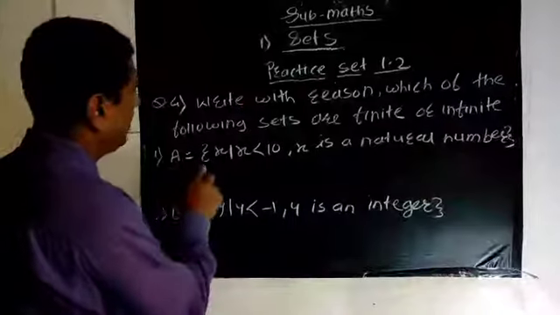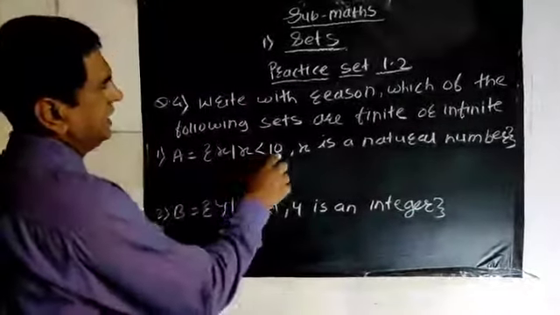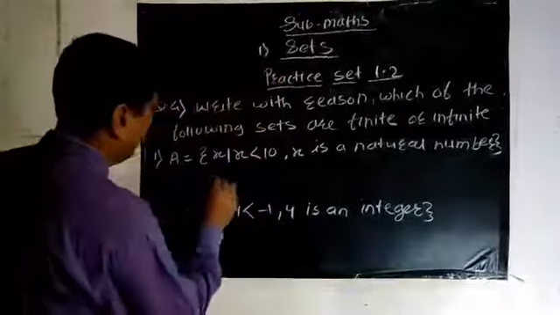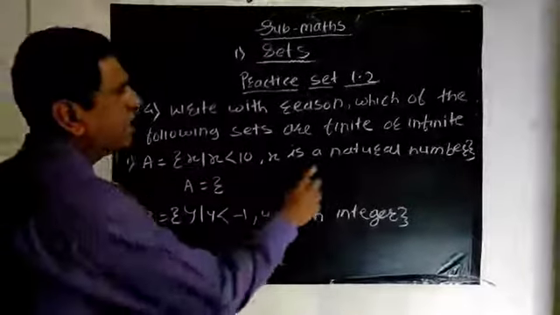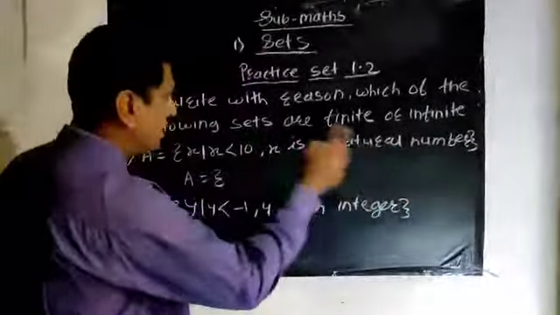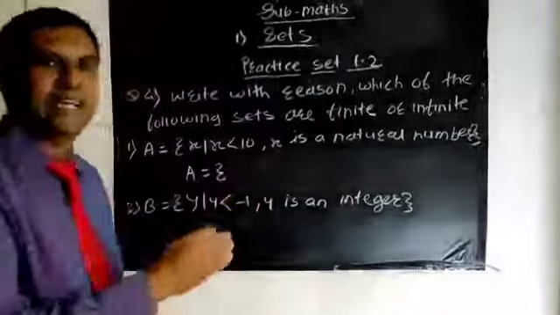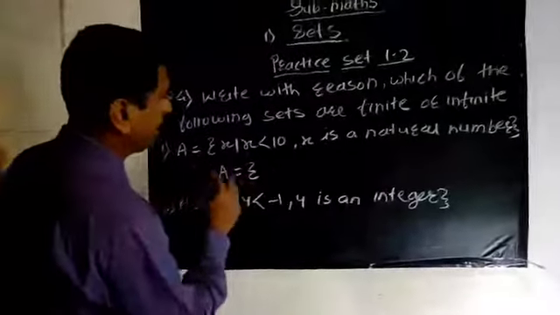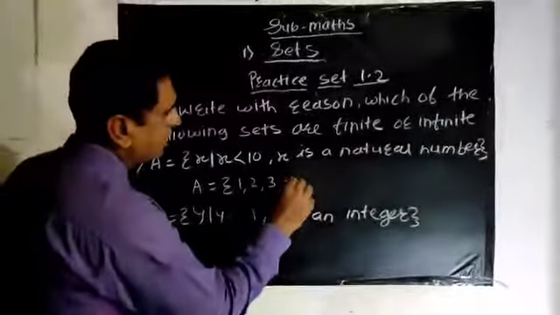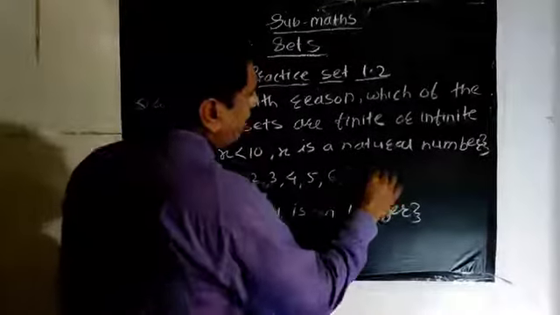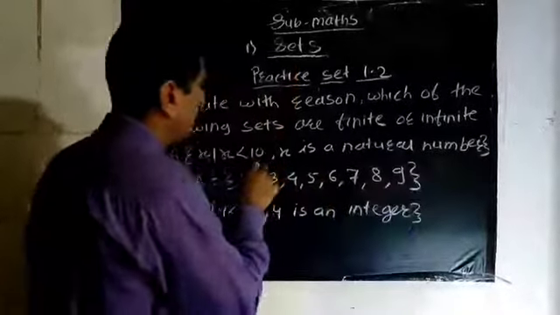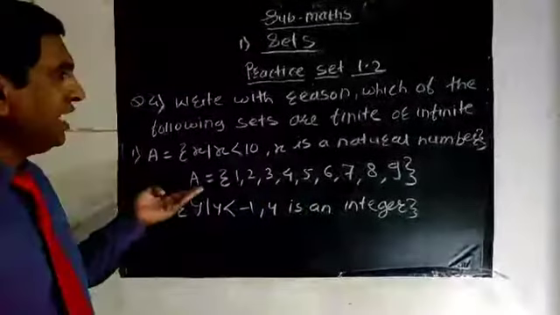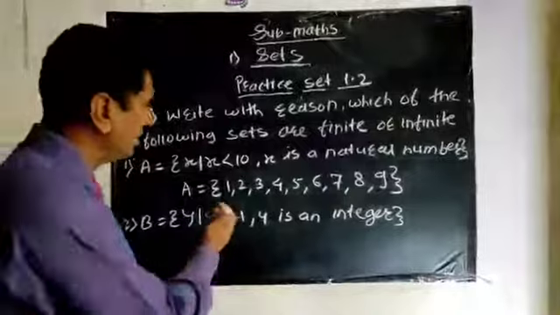So first is A equal to x colon x is less than 10, x is a natural number. Means in set A, which numbers are coming? Natural numbers are coming, but which natural numbers? Natural numbers less than 10. So 1, 2, 3, 4, 5, 6, 7, 8 and 9. Because less than 10, 10 is not coming in this set. Means in set A, there are 9 elements which can easily be counted.